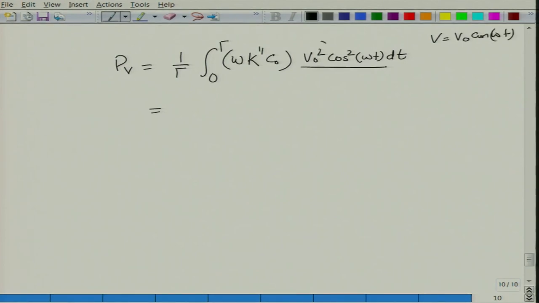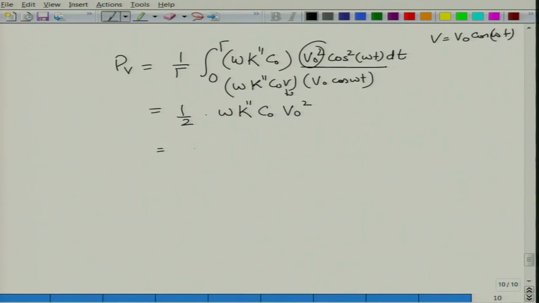So, one V term will come from the current and the second V term will be V itself, because the current was omega kappa double prime C naught V. This is the current, multiplied by V naught cos omega t. So this is also V naught cos omega t, so it will multiply itself. So P average in this case, if you now do the integration, will come out to be 1 over 2 omega kappa double prime C naught into V naught square. So this is basically half of G AC into V naught square. Okay.